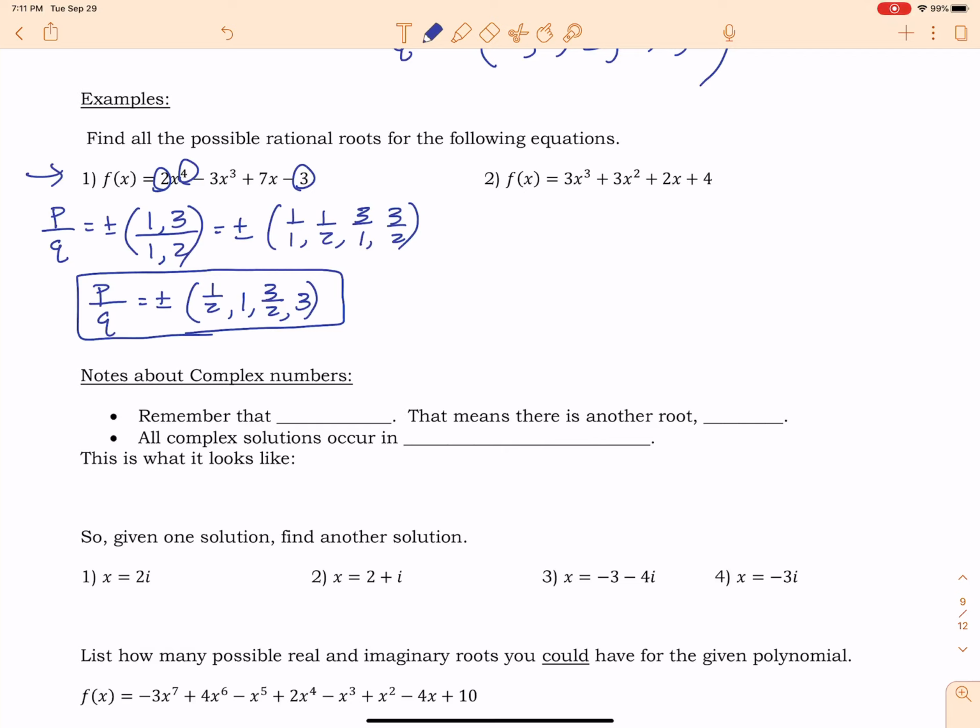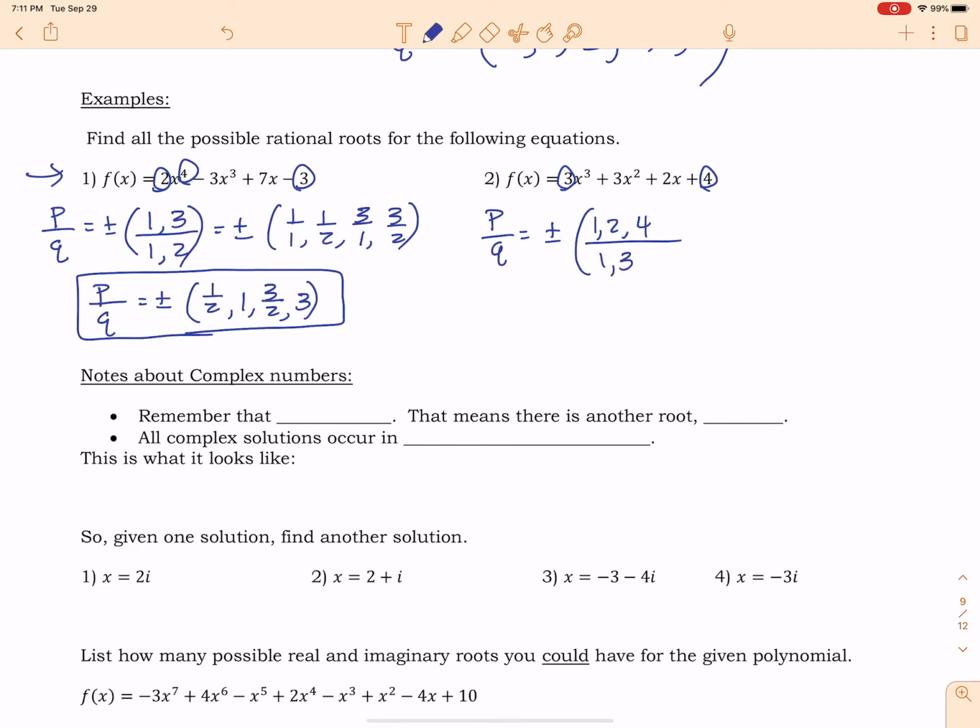All right, so let's do the next example. My leading coefficient is 3, my constant is 4. 4 consists of a 1, a 2, and a 4. I don't have to write the 2 again.